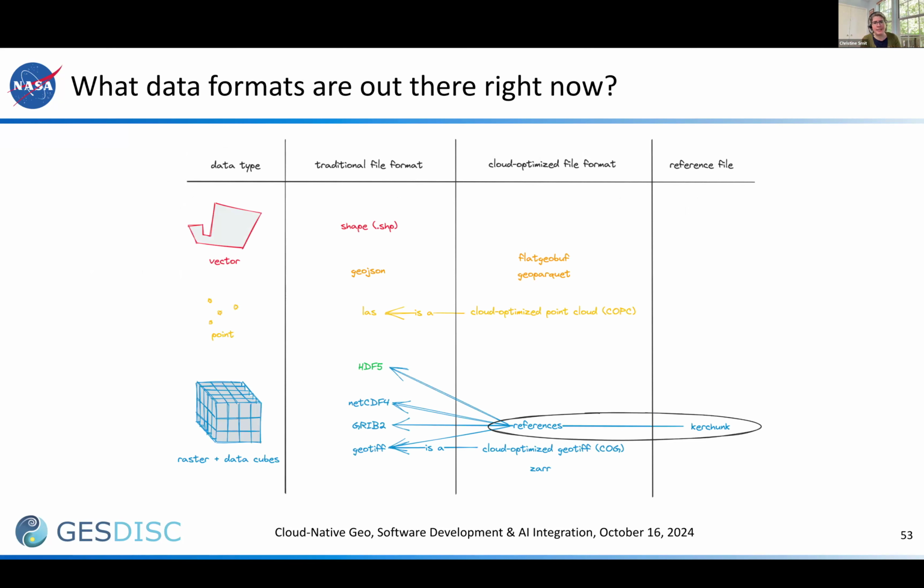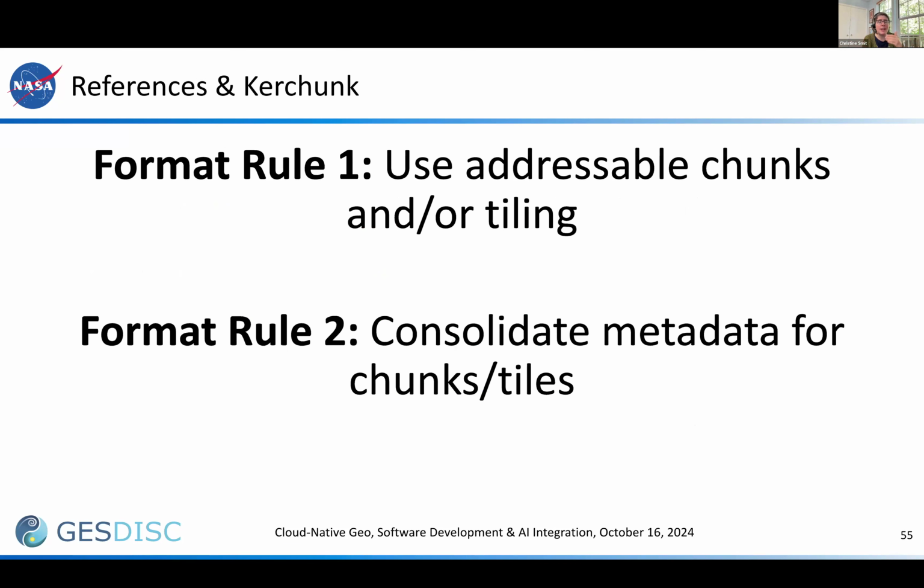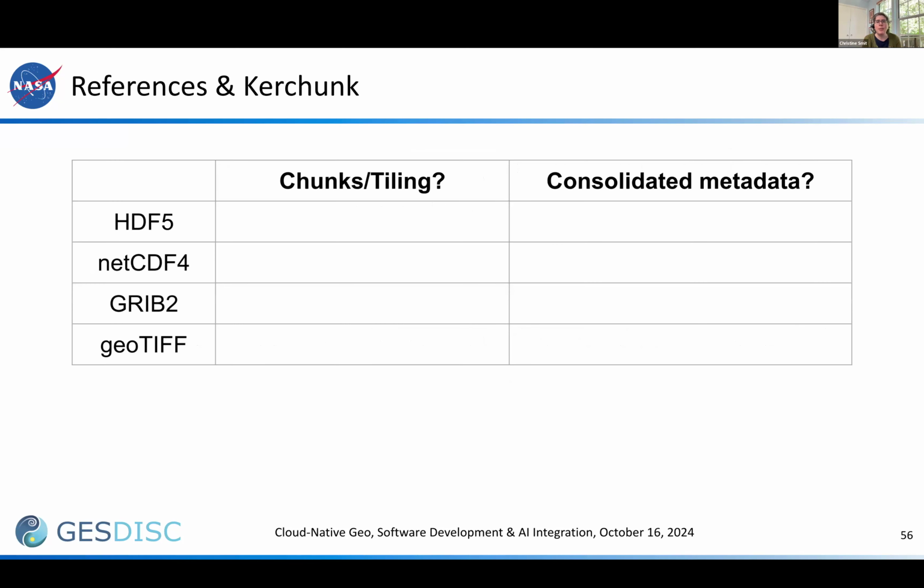All right, so there's one thing on here that maybe looks a little odd because it's not an actual file format. It says references in Kerchunk. So what is that about? Well, these two formatting rules that I was talking about earlier, the addressable chunks and consolidating the metadata for chunks and tiles. If you are familiar with some of these traditional file formats, you may be saying to yourself, why is she talking about chunks? HDF has chunks, NetCDF has chunks, there's already chunking. The issue is the consolidated metadata.